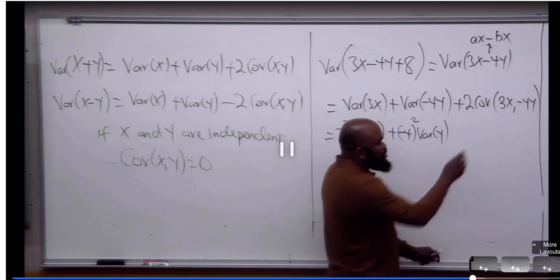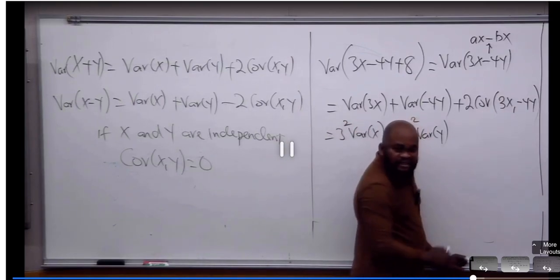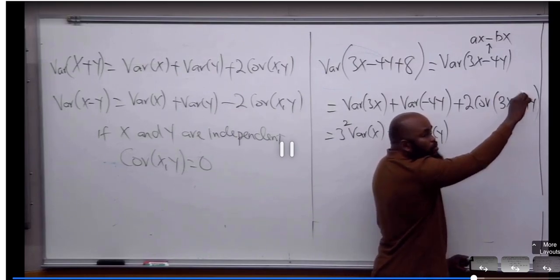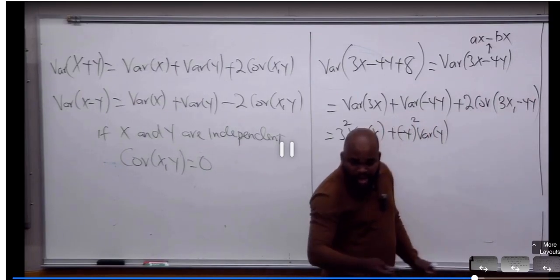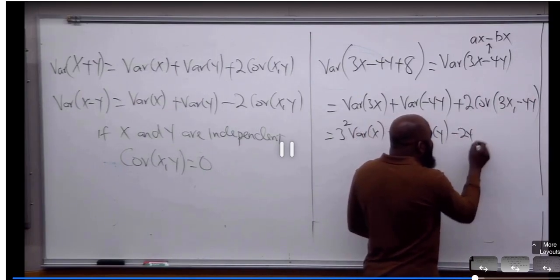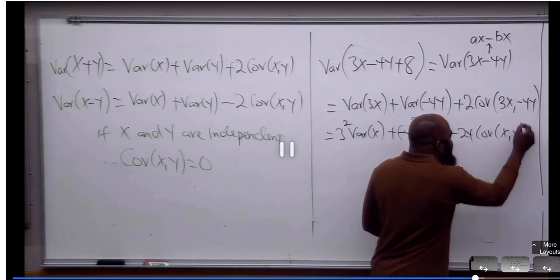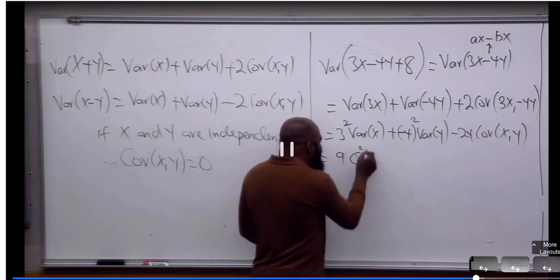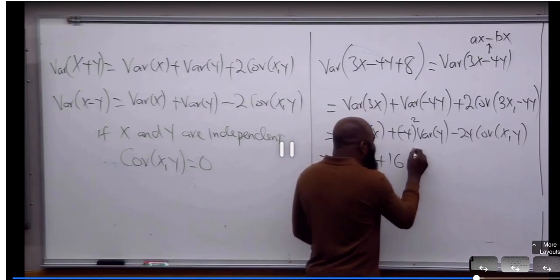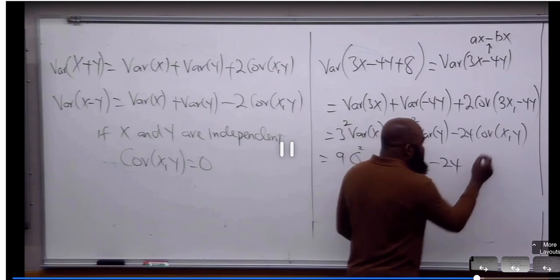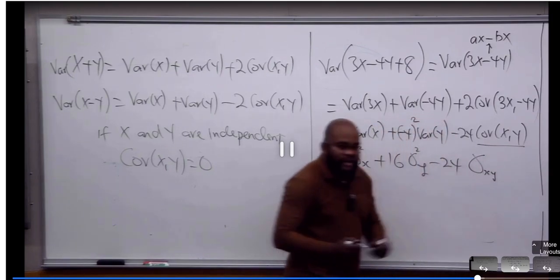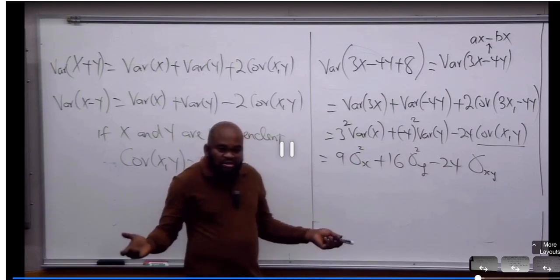Now, there's something I need you to pay attention to. When there's a constant inside a covariance, I can bring out the constants 3 and negative 4. What is 3 times negative 4? Negative 12, right? Times 2. That is why there's going to be negative 24, then covariance xy. Any question? And I can rewrite this as 9 sigma squared x, plus 16 sigma squared y, minus 24 covariance of xy. Another way to write it is sigma xy.